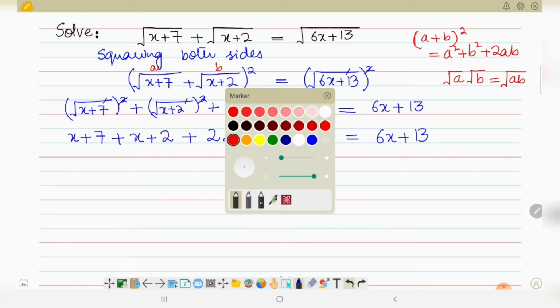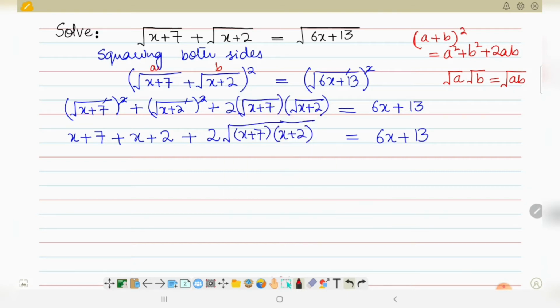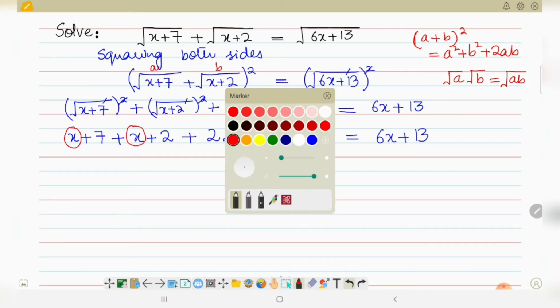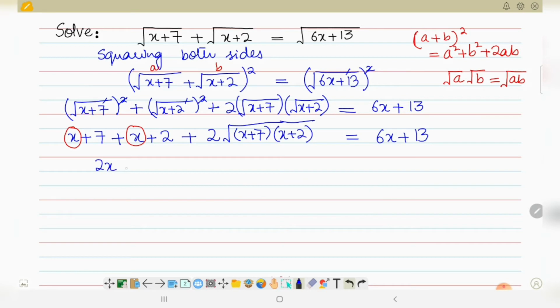Now we'll add or subtract, or you can say solve the like terms. This x and x are the same like terms, so you'll have 2x plus 7 plus 2 is 9, and here you are going to multiply the 2, or you can say you are going to open up the brackets. So x square plus 7x plus 2x plus 14, and on the right hand side these two terms we'll write as it is.